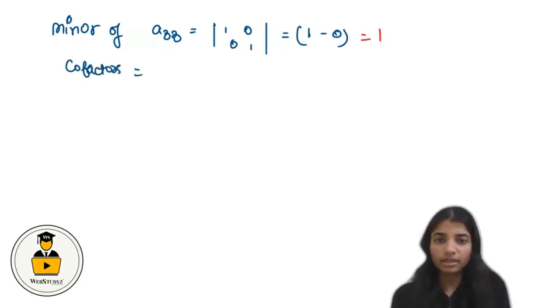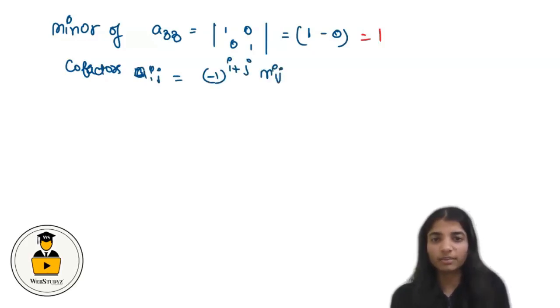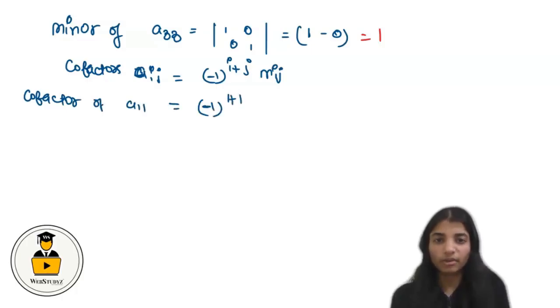So the cofactor of Aij is equal to minus 1 raised to the power i plus j multiplied by the minor of ij. So we are going to find out the cofactor of A11. The cofactor of A11 is equal to minus 1 raised to the power 1 plus 1, and we just calculated the minor for that. The minor for that is equal to 1. Minus 1 raised to the power 2 becomes equal to plus 1. Plus 1 multiplied by 1 is 1.